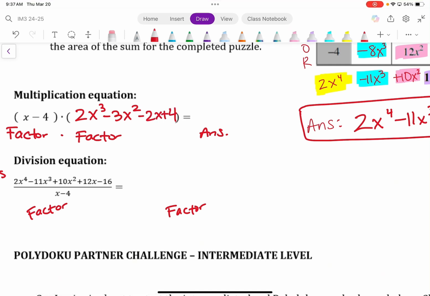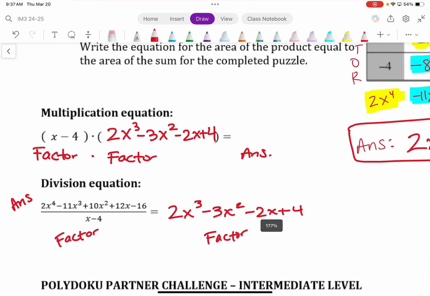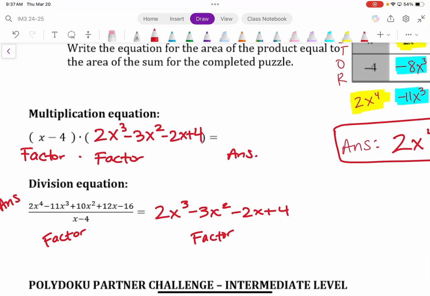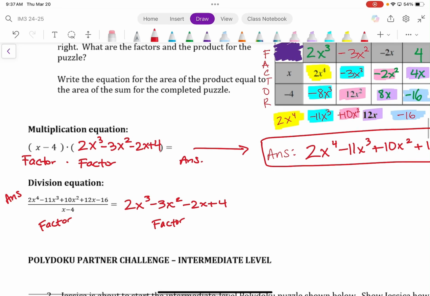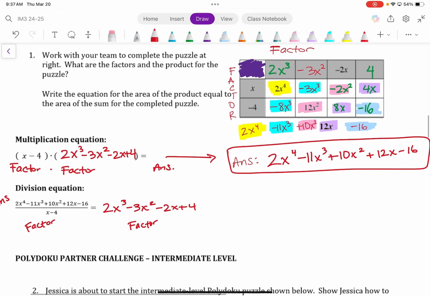I'm getting all of these numbers from the gray boxes on top of the columns. This is where the numbers are coming from. Okay. Same thing down here. And then for the answer, I'll just put an arrow, since you already wrote it out, so you don't have to rewrite the entire polynomial again.